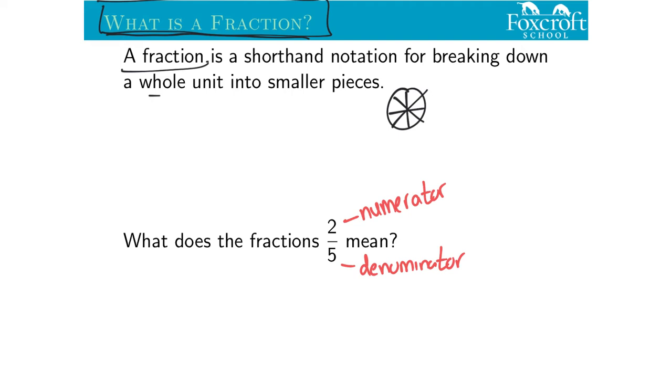We take a whole piece. It can be anything. I'm just going to use a circle because it'll be convenient for this example. I'm going to break it up into 5 equal pieces. 1, 2, 3, 4, 5. All right, so we have 5 equal pieces, and then we're going to take 2 of those pieces. So 2/5 is 2 parts of these 5 different pieces to make up the whole. So 2/5 is this green wedge here out of a whole circle.